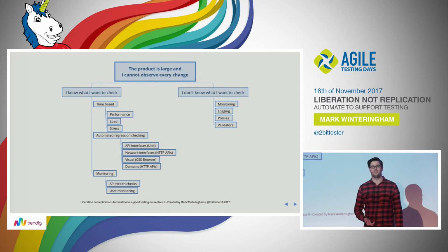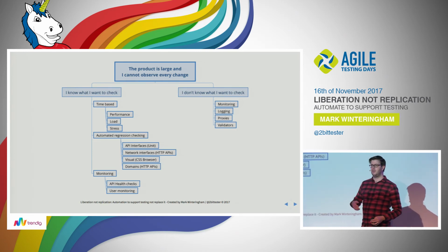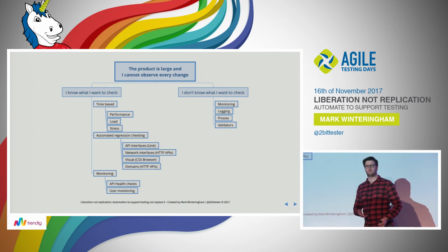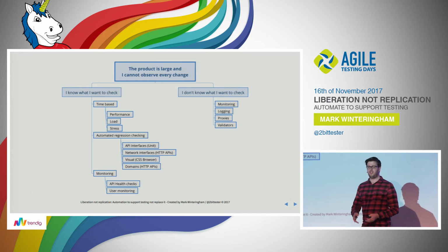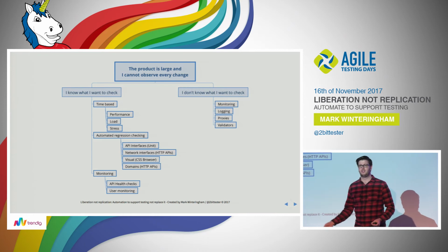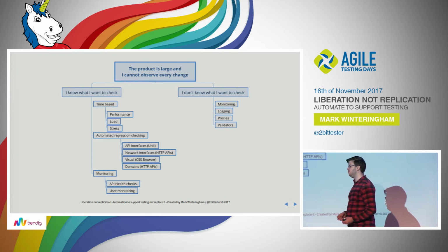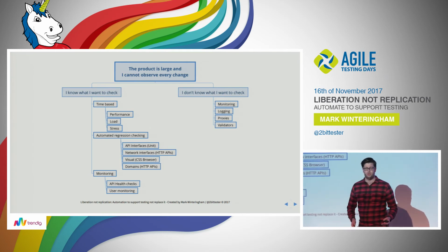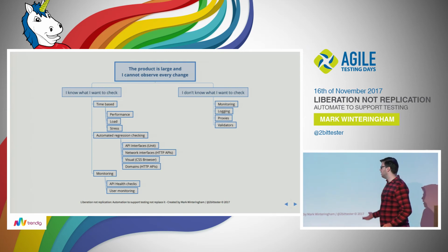So if I know what I want to check, if I know specifically what features I'm interested in finding information about, and if I want to know specific risks about those features, I can think about things like time-based. So I'm thinking, well, actually, I'm worried about this feature in terms of a performance or load or stress context. Then we talk about automated regression checking.